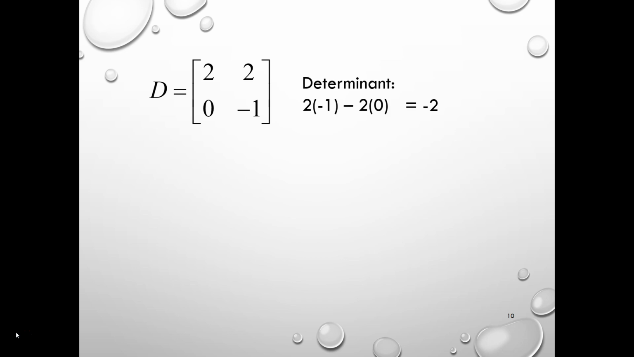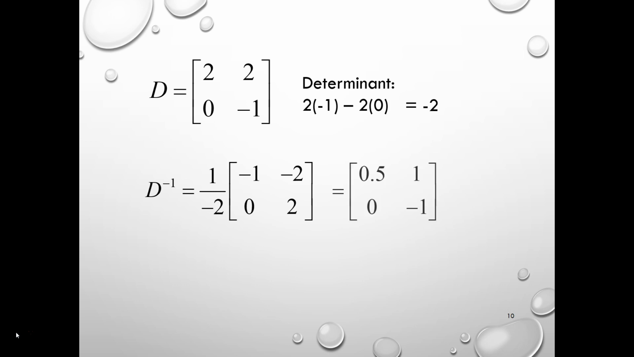So the determinant for this one would be -2, because 2 times -1 would be -2, but 2 times 0 would be 0, so we just get -2 there. So we take the reciprocal of that, which would be 1 over -2, or you could have said -1/2. Swap the 2 and the -1 to get -1, 2. Take the opposite of 2 and 0. Well, 0 is neither positive nor negative, so we just leave that as 0. Now when I multiply everything by -1/2, I get 0.5, 1, 0, and -1.